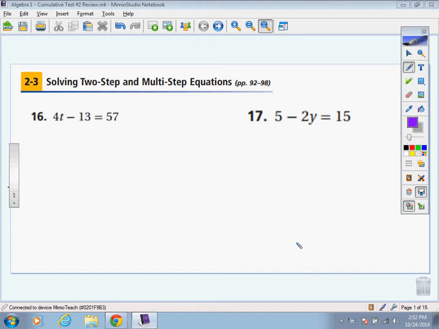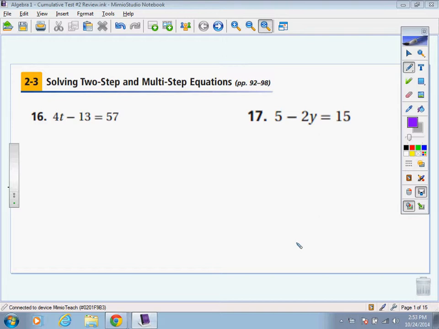Everyone, this is the solution video for the cumulative test number 2, which is on Monday. So the first set of problems you have to deal with are basic solving two-step and multi-step equations. This is where you have a variable on one side and it takes a few steps to get to a final answer. So my suggestion is to make sure you show your work when you do these. And so let's go through these step by step.